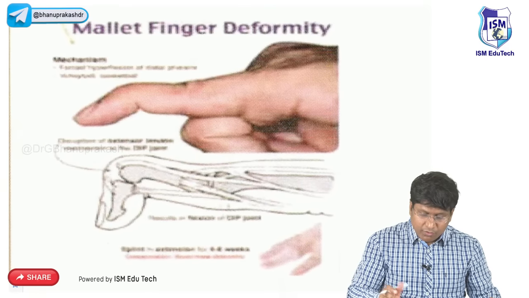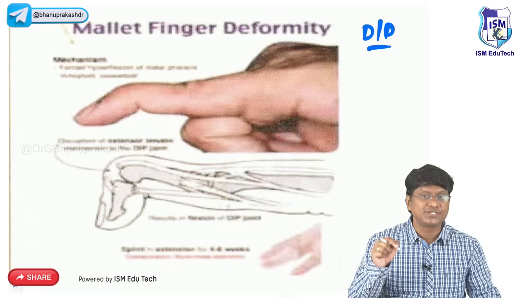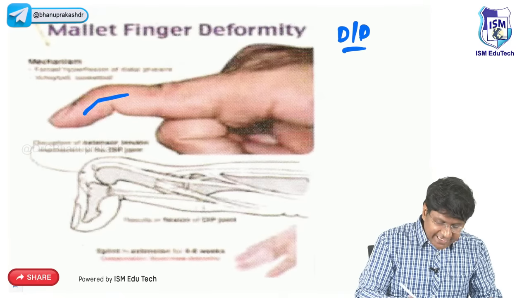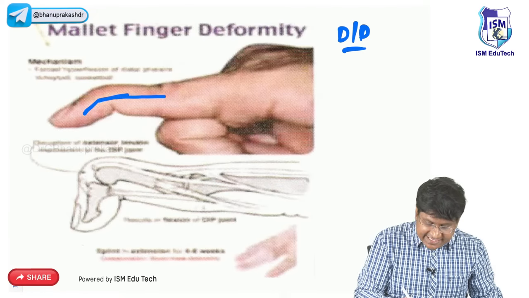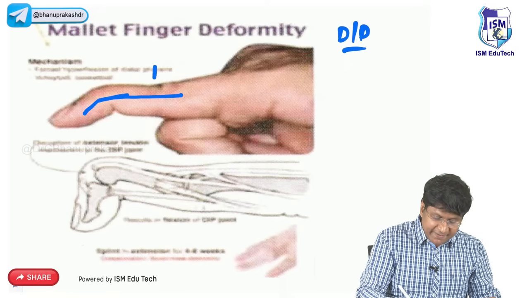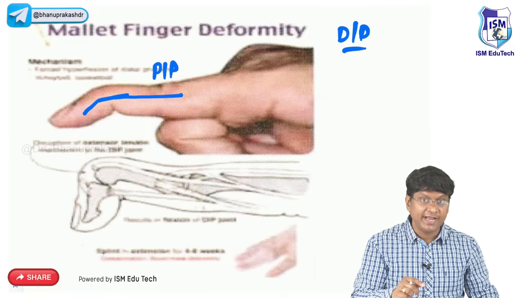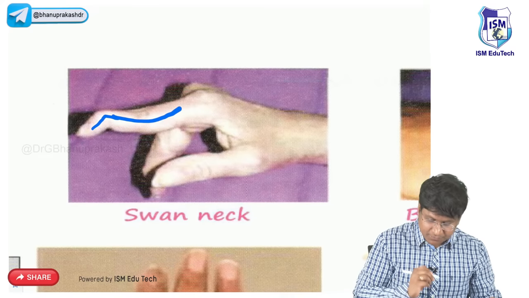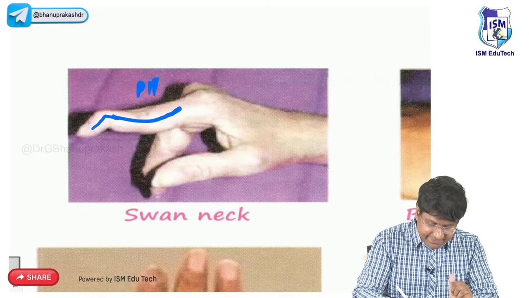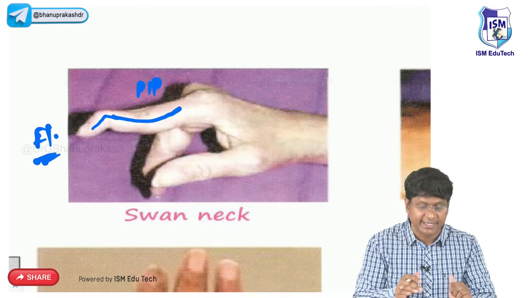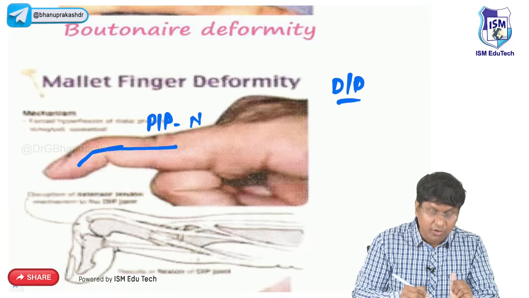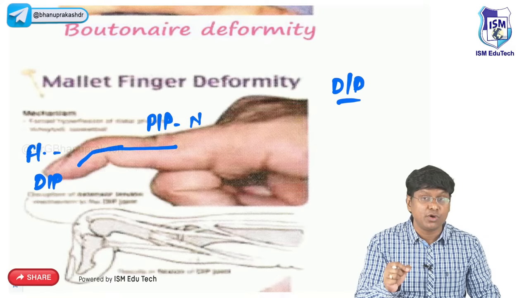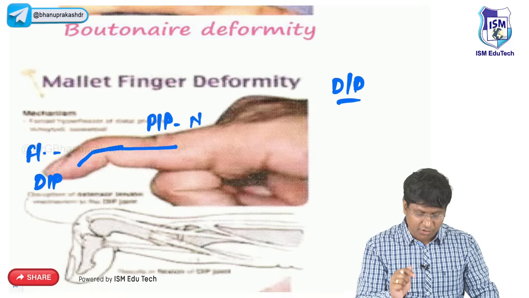Next. Now, a very important differential diagnosis for Swan neck deformity is mallet finger deformity. In mallet finger deformity, you have only flexion of the distal interphalangeal joint, but the hyperextension of the PIP will not be there. But in Swan neck deformity, what did we discuss? There is flexion of the DIP and hyperextension of the PIP. Whereas in mallet finger deformity, the PIP will be normal, but there will be flexion of the DIP. And why does mallet finger deformity occur? That is due to rupture of the extensor digitorum tendon. That is what is responsible for the flexion of the distal interphalangeal joint.